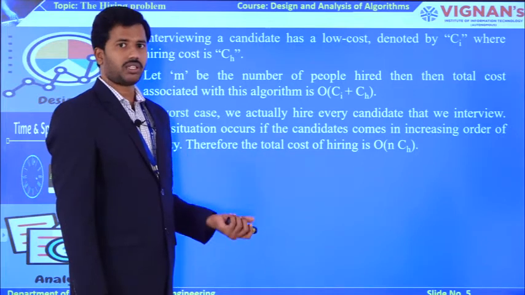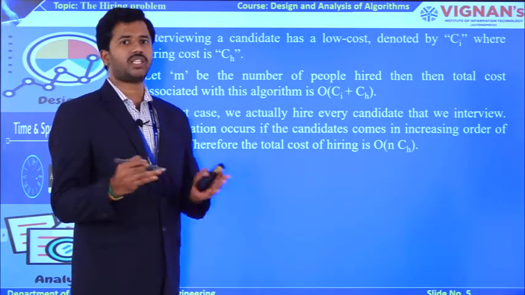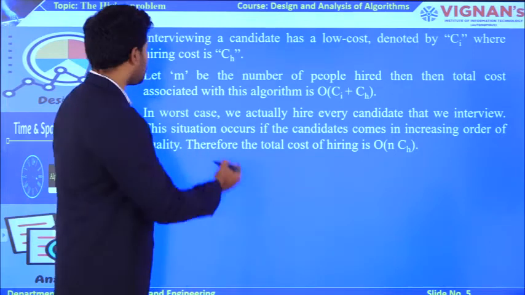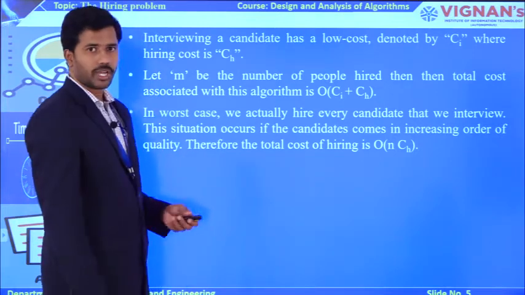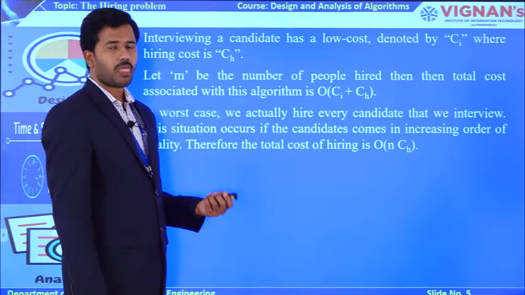But coming to the worst case, there is a situation that you have received all the applicants in increasing order of quality. So that's why this comes under the worst case. Why? Because you are going to have a dilemma about which candidate you need to hire.